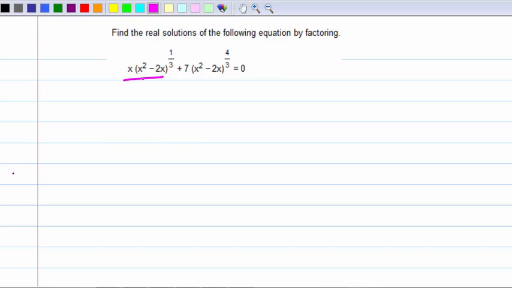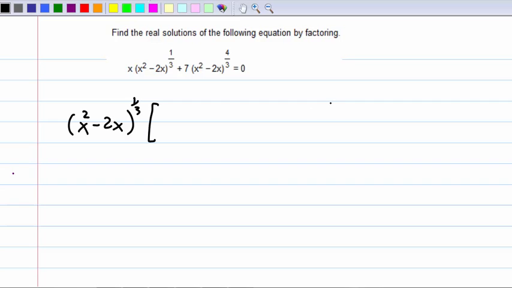Okay, ready? Let's take a look at it. In the first term and the second term, x and 7, there's no GCF for x and 7, but I do see this quantity, x squared minus 2x in parentheses, that's common to both terms. And I need to factor that out, but I need to raise it to some power. What power do I use? Well, follow that same technique I used a minute ago. Which is smaller, 1/3 or 4/3? 1/3 is smaller. So that's the most I can factor out from both terms. And that, ladies and gentlemen, is the GCF.